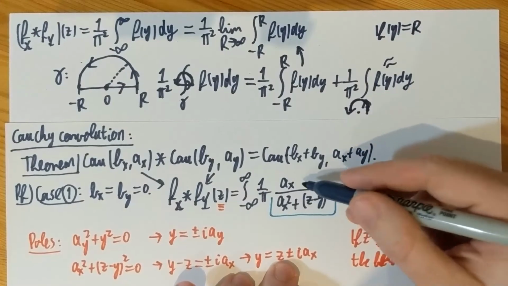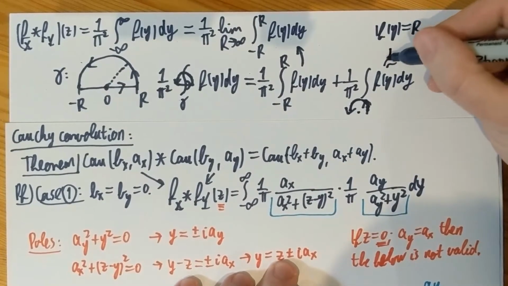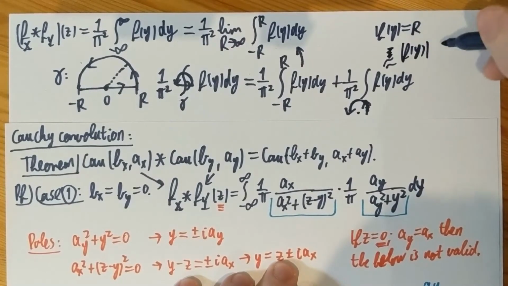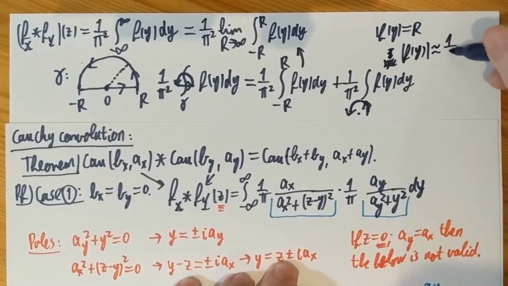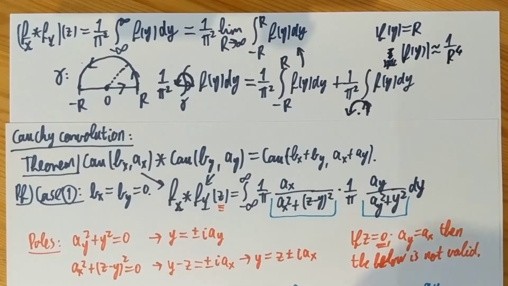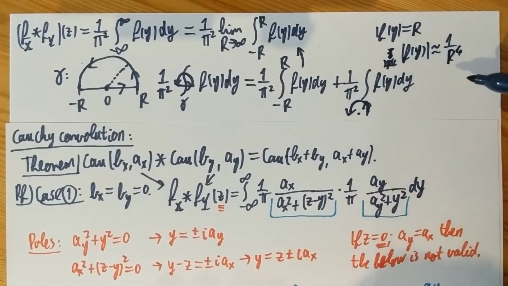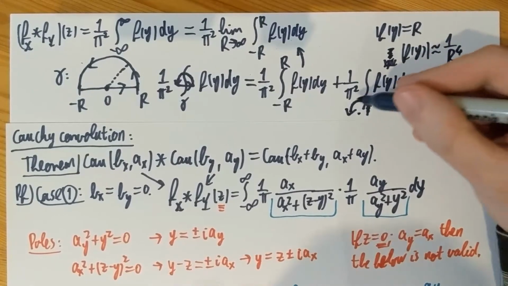Then f of y essentially behaves like the mod of f of y, so let's do it this way. Mod of f of y is behaving like 1 over r to the 4. So this function that I'm integrating on the semicircle is in the order of 1 over r to the 4. The semicircle has length pi times r.